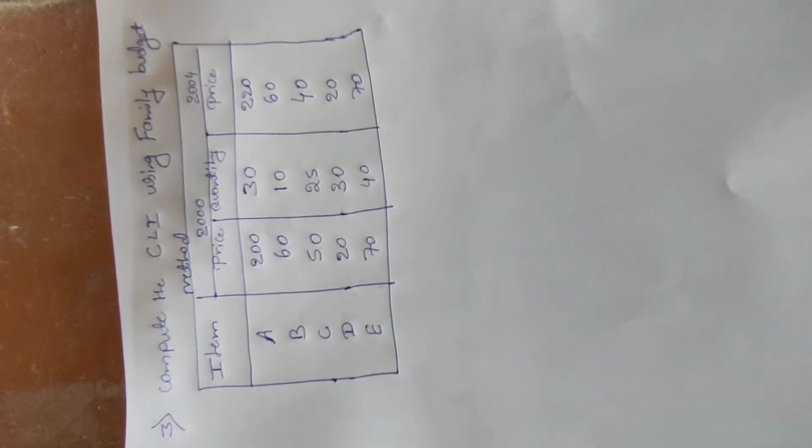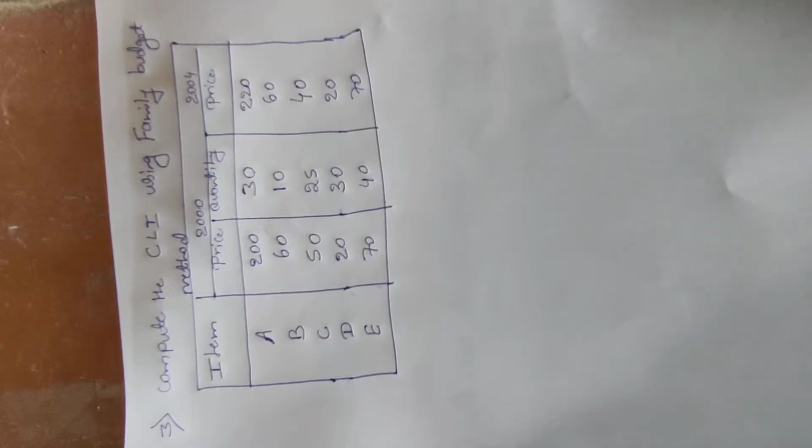In the previous class, we already discussed the consumer price index, or cost of living index, using two methods: the aggregative expenditure method and the family budget method. In this video, we are going to learn about the same topic with a different type of solution. Let us know about the problem.